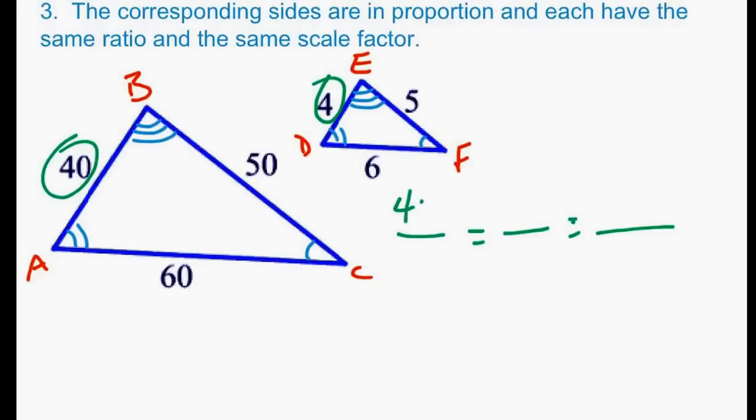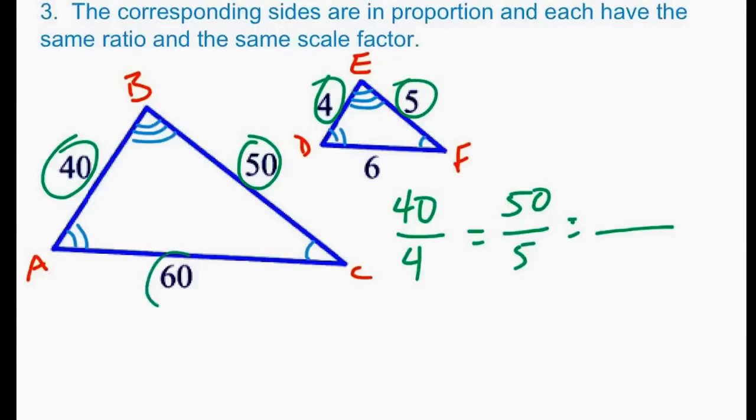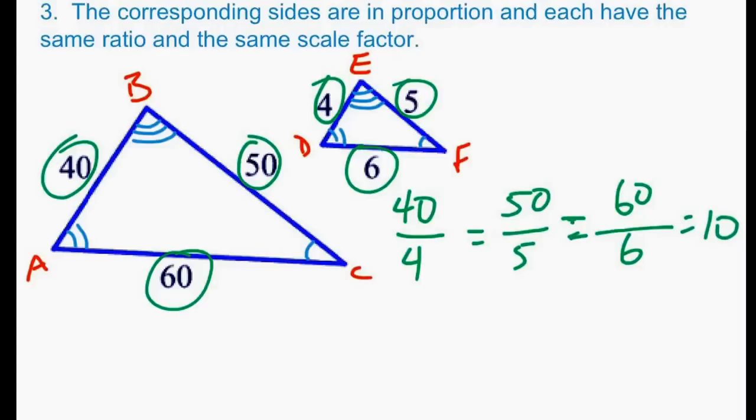So I could do 40 on the big triangle over 4 on the little triangle. I come over here, 50 and 5 are corresponding. 50 on the big, 5 on the little. And then 60 and 6 are corresponding. 60 on the big, 6 on the little. And there's equal signs in between all of them, because if I simplified each of those, I get 10. So since they all equal the same thing, then we know that they're all in proportion, and that's what we're looking for. If one of those did not equal one of the others, then we would not be able to say that these triangles are similar.